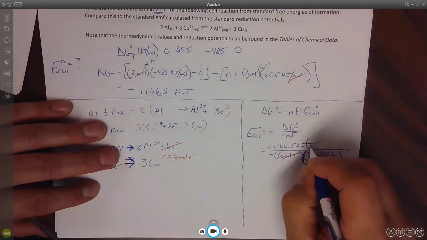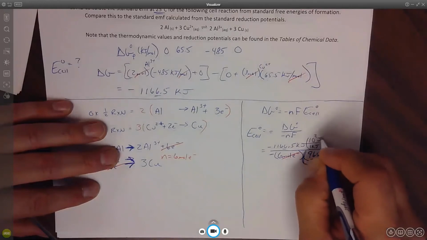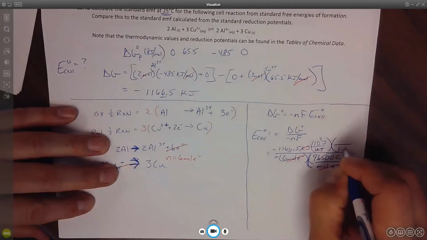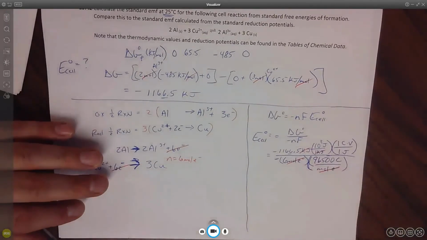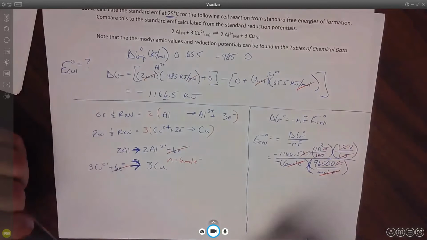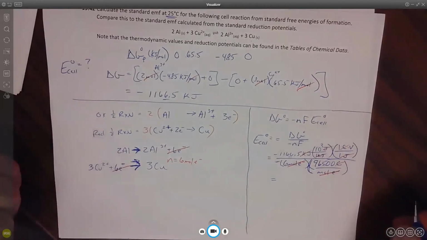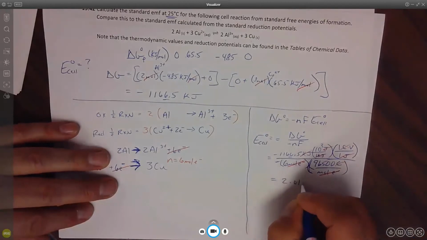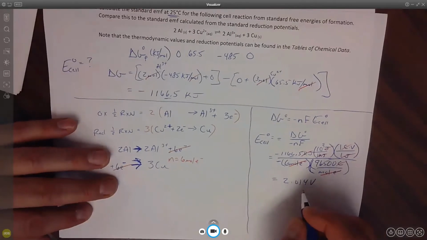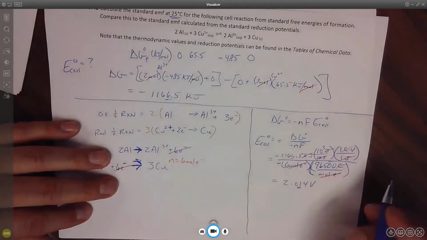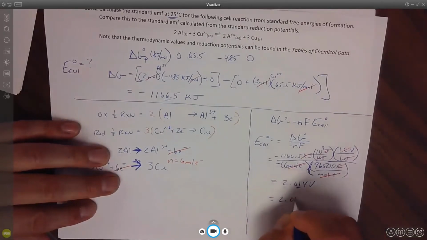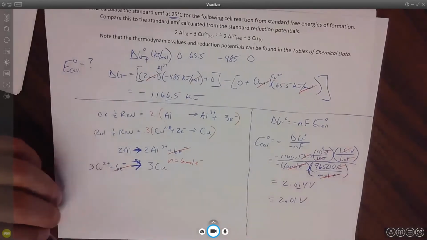So first off, this is going to have to be in joules. So I'm going to have to multiply this by 1,000 so that I get joules. And then 1 joule is equal to 1 coulomb volt. So the joules cancel, my coulombs cancel, and now I have volts. So plug all of that into your calculator, and you're going to get 2.014 volts. This will be 3 sig figs. Anyway, so this is going to be 2.014 volts. Okay.